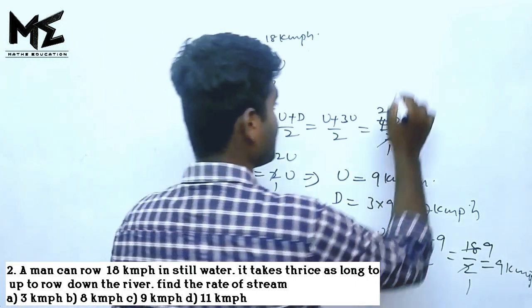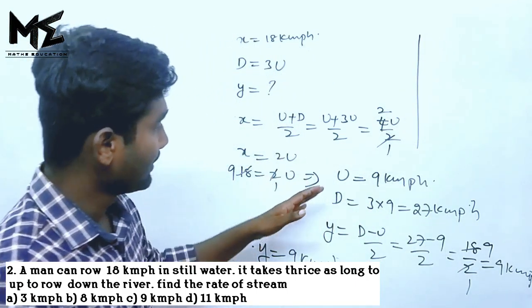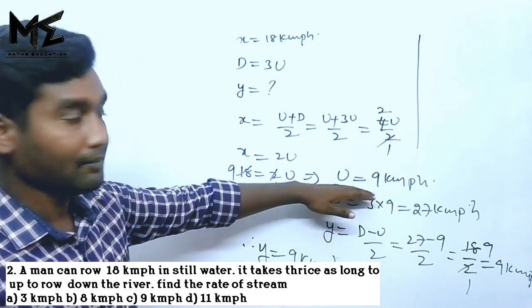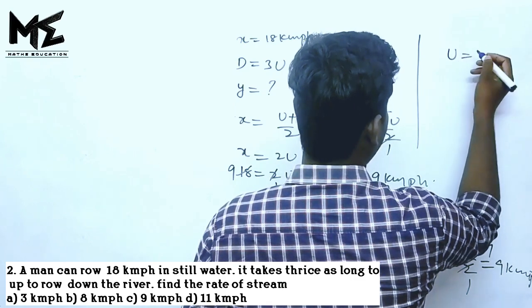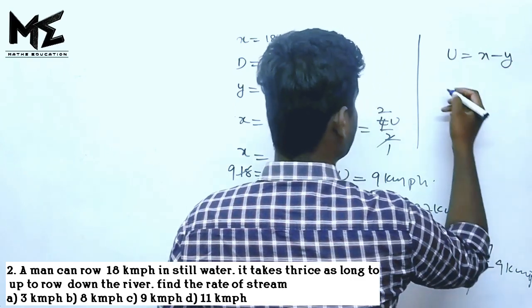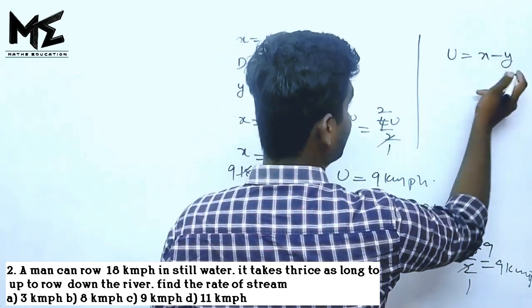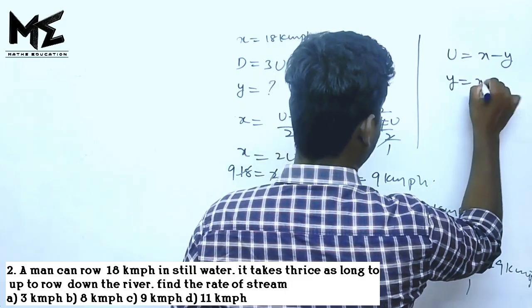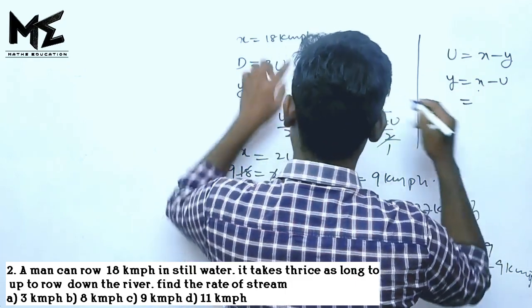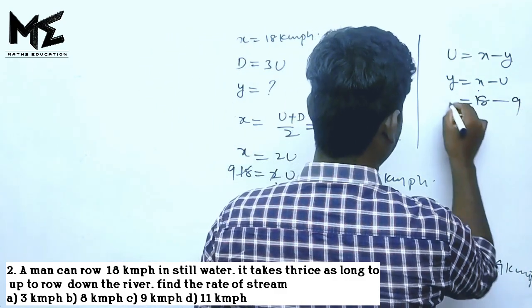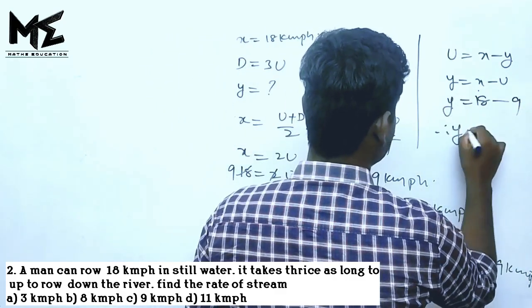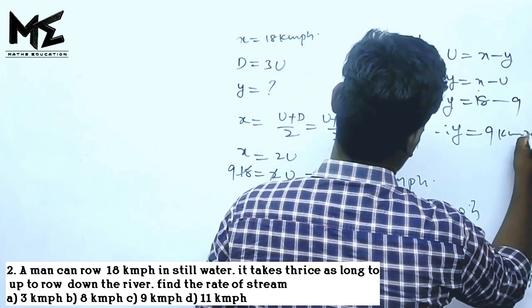We can easily do it another way. See here we have upstream and x. Upstream equals x minus y. We need to find y, so you take y to the left hand side. Y equals x minus u. X is 18, minus u is 9 here, so 9. Therefore y is equal to 9 kmph.